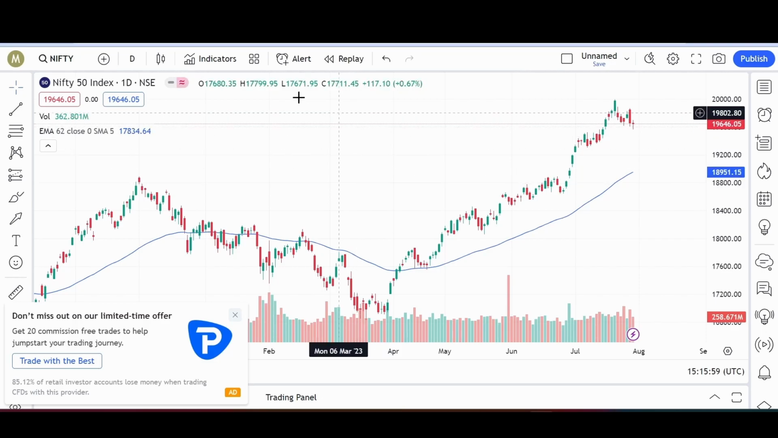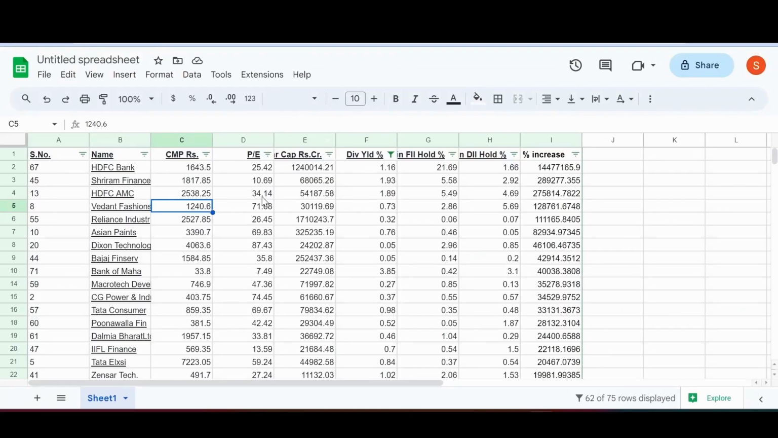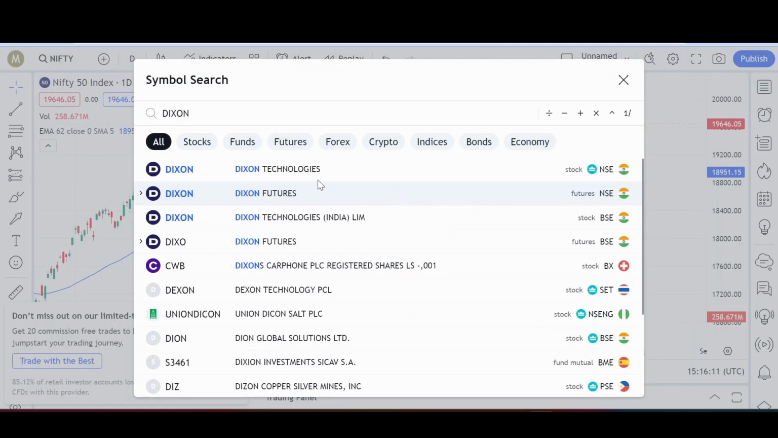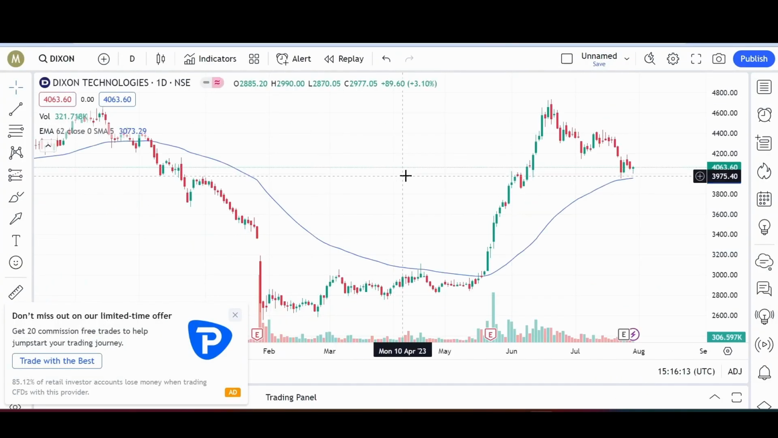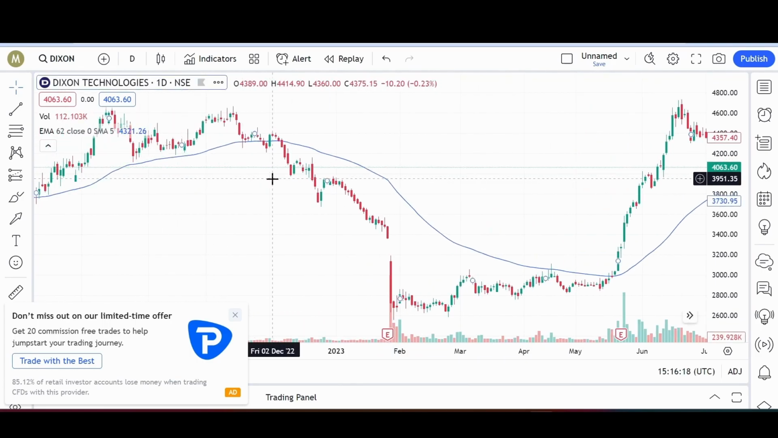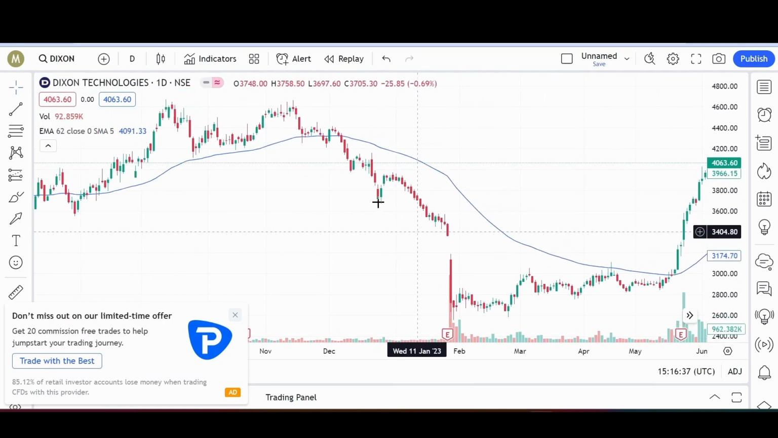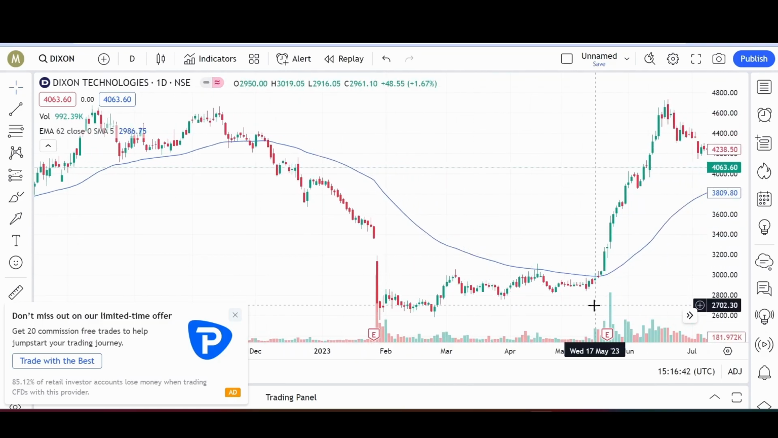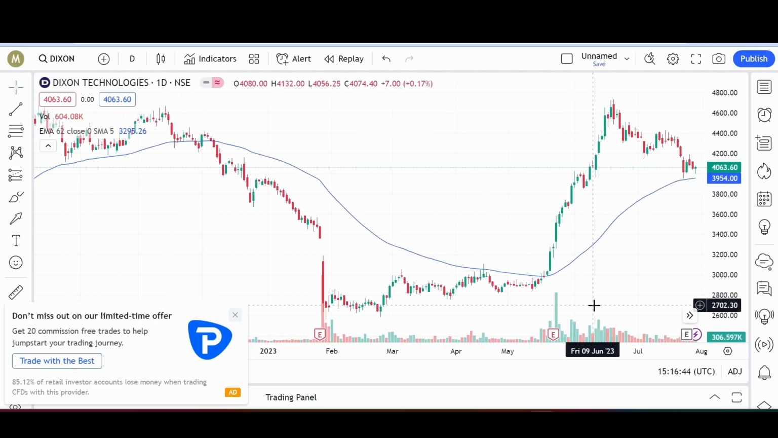That's it. From our stock list, pick up any stock, for example Dixon Technologies. If you see Dixon Technologies, from January to December 2022 it was in a downtrend here, you can clearly see, and then recently in May it came again into the 62 moving average period.